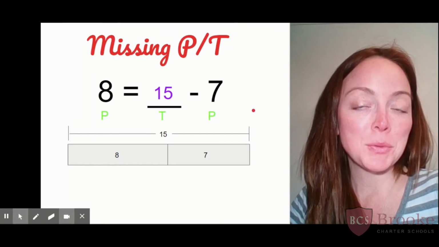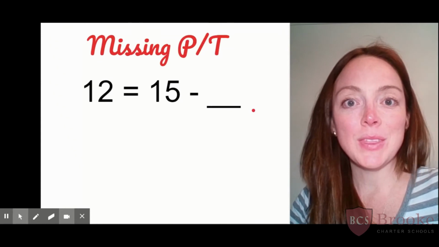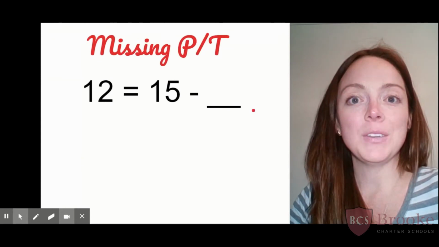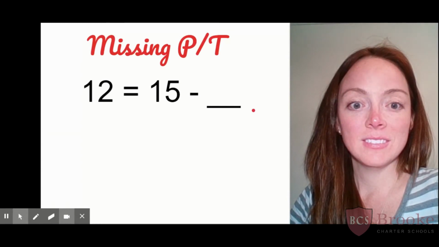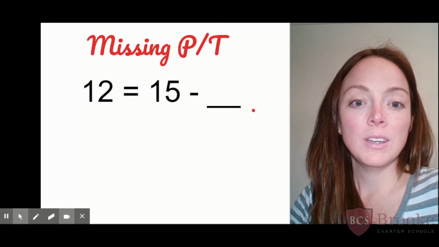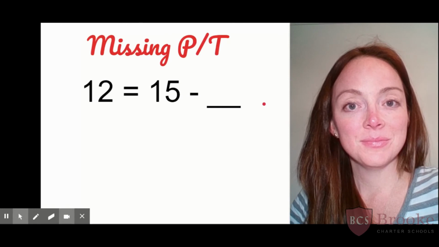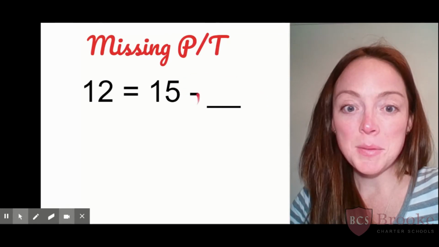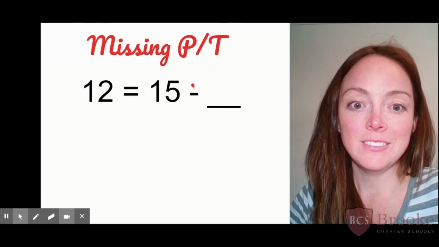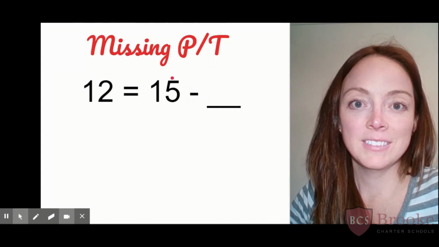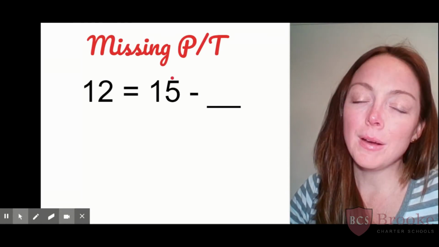Let's try another missing part total problem. Read the number sentence with me. Go. 12 equals 15 minus blank. We always start by asking ourselves, is this a plus or a minus number sentence? What's the sign? Yeah, this is a minus number sentence. What comes right before the minus sign? Right in front of it. Good, our big total. So am I missing a part or a total in this blank?